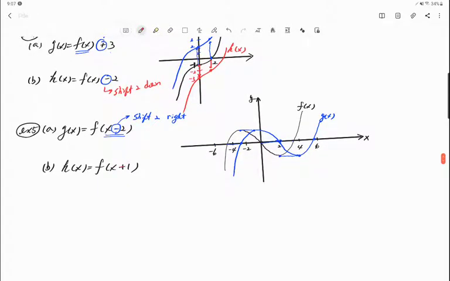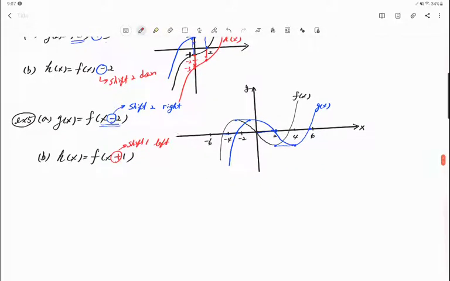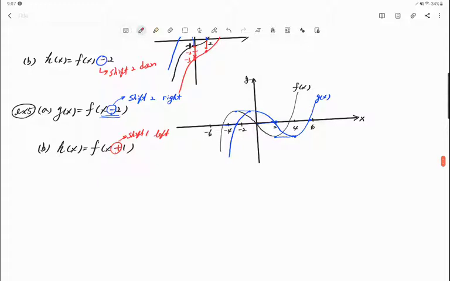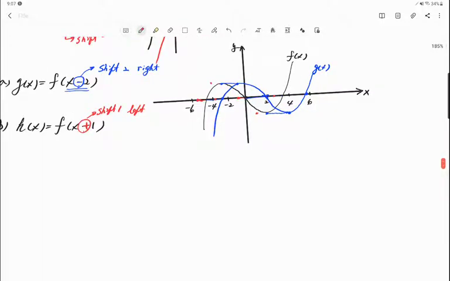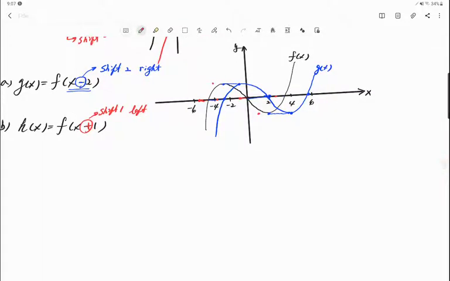How about the next one? This one is x plus, right? This plus means shift where? Shift 1 unit to the left. So I'm going to shift this one 1 unit to the left. So this will move over here, right? And this one moves over here. And this vertex will move somewhere like this. Move this one over here like this. And then this one moves over here, and then this one moves over here. So let's connect these. Like this.